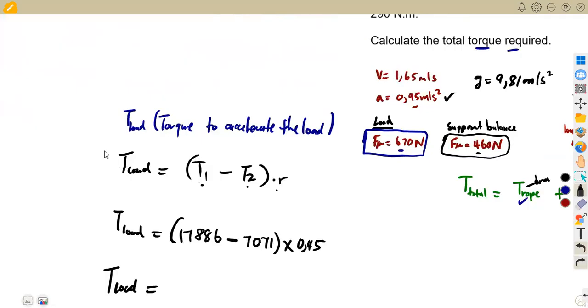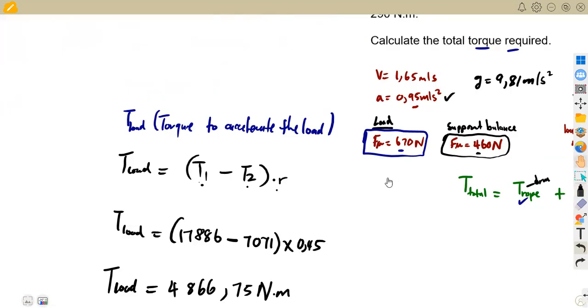So maybe we could just use F1, F2. But according to your syllabus and presentation, they just use T. But do not confuse the T for the tension and the T for the torque in this case. All right. So here we obtain the torque that is affecting the load, and if we simplify, that is going to be 4,866.75 Newton meter.